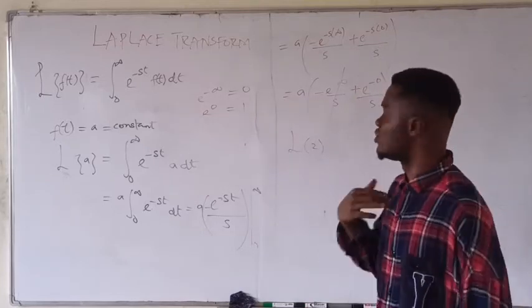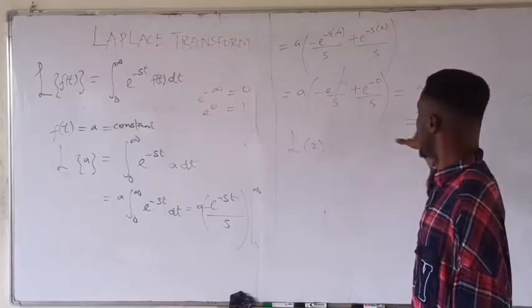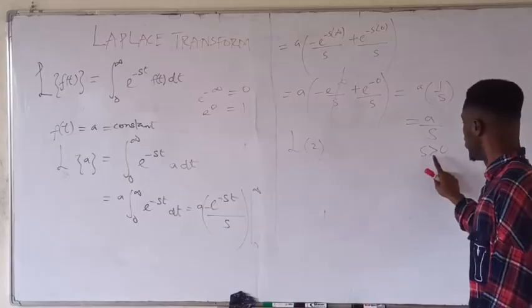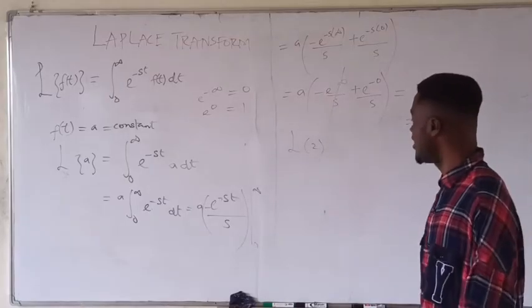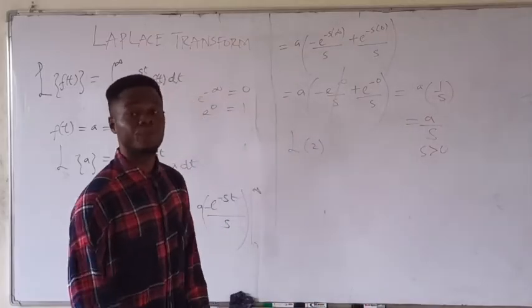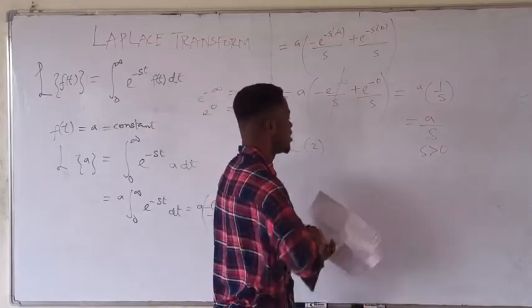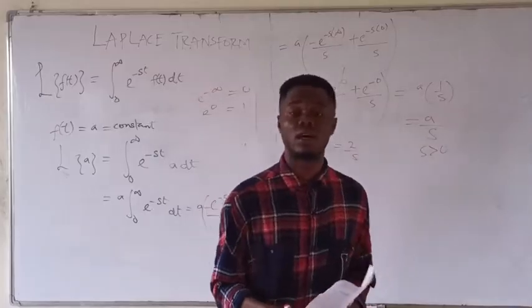Alright? So you must exemplify this by saying that a over x is the answer to this integral on the condition that s is greater than 0. Alright, so let's continue now. If we are asked to solve for the Laplace of 2, now here 2 is a, so that means the answer becomes 2 over x as the final answer.